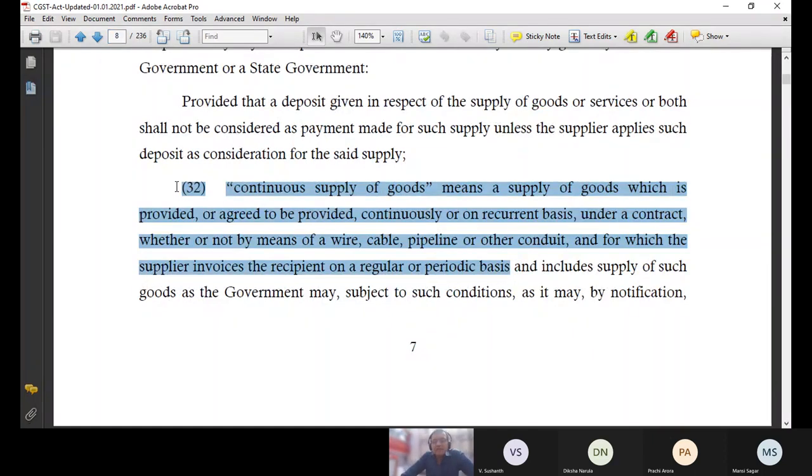Continuous supply of goods means a supply of goods which is provided or agreed to be provided continuously or on recurrent basis under a contract. So contract is necessary, under a contract, whether or not by means of a wire, cable, pipeline or other conduit, and for which supplier invoices the recipient on a regular or periodic basis. That's it. So for continuous supply, supply through wire or pipeline is not necessary.